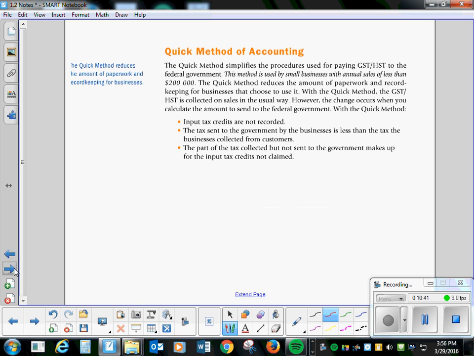Okay, now this is the quick method of accounting. The quick method simplifies the procedure used for paying GST and PST to the federal government. This method is used by all small businesses with annual sales of less than $200,000. The quick method reduces the amount of paperwork and record keeping for businesses that choose to use it. With the quick method, the GST/HST is collected on sales in the usual way. However, the change occurs when you calculate the amount to send to the federal government.